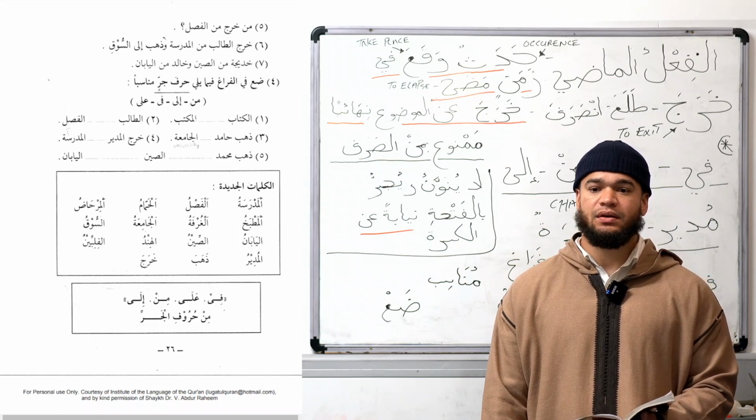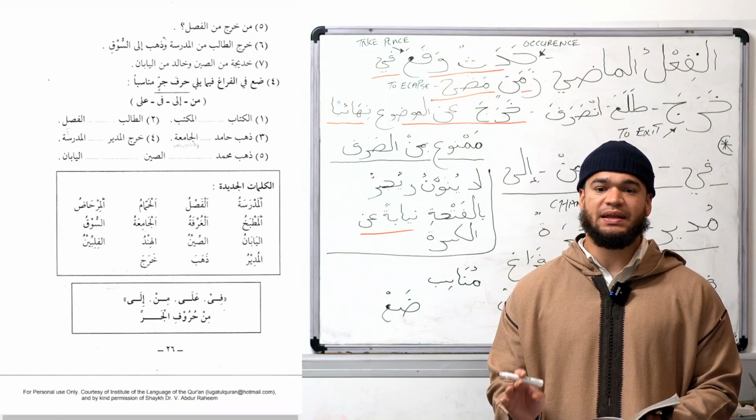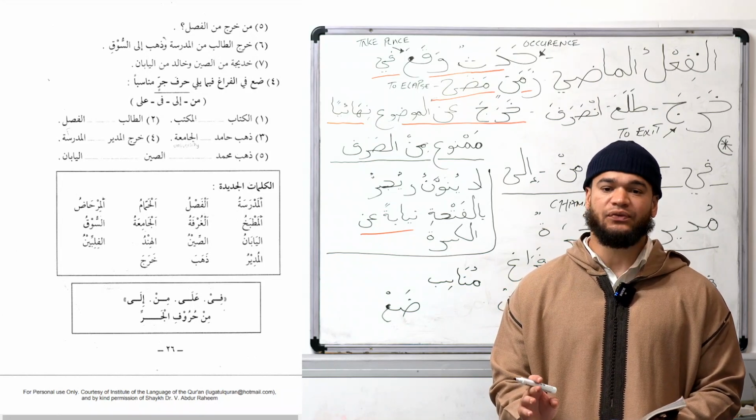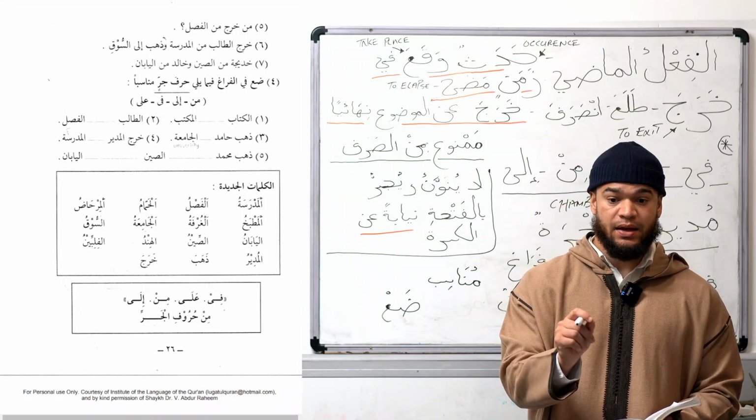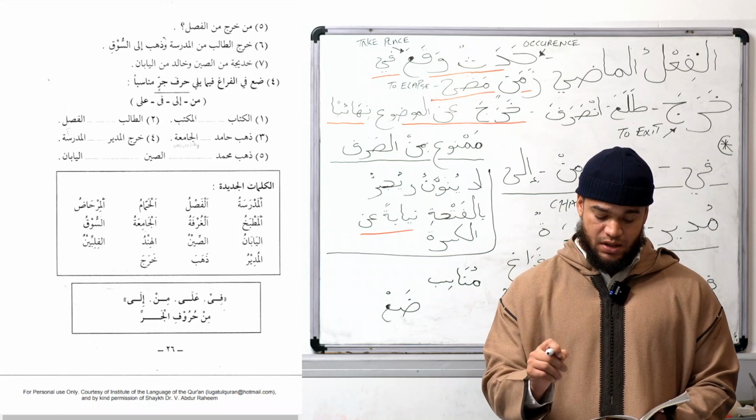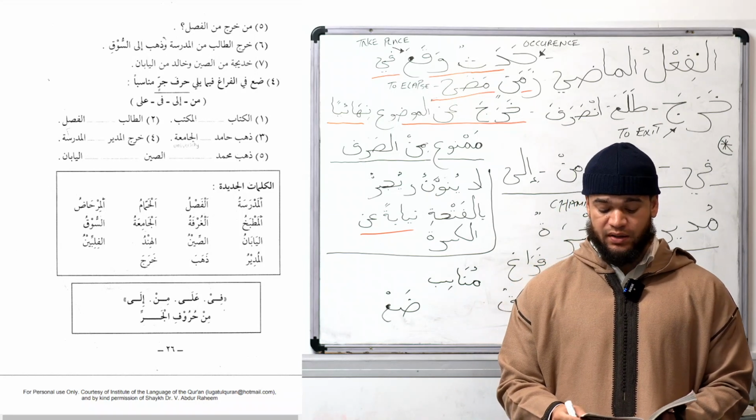Place in the free space, the empty space, fima yali, that which comes. Harfa jarrin. Harfa jarrin is a preposition like min, ila, ala, and fi. Munasiban, the suitable preposition. All right, let's have a go at this.